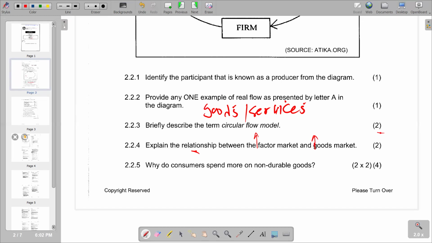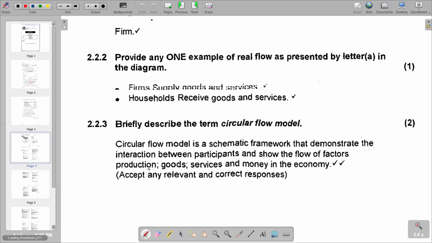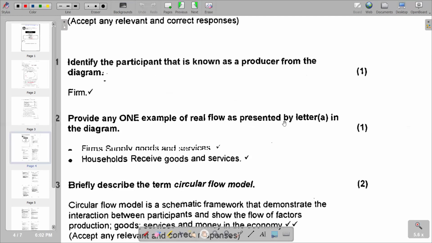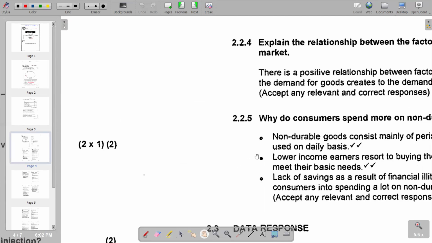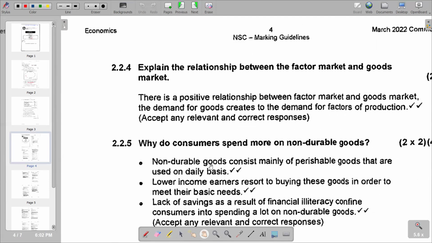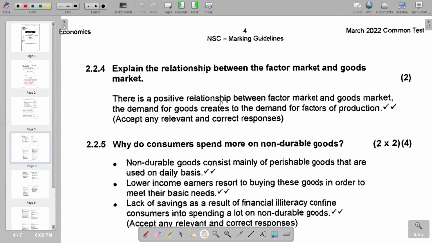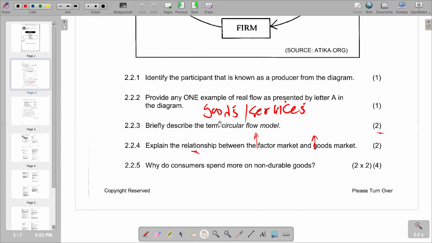So we go to the other section again, to try to see the description that we are given in our answer section. So this is the explanation in terms of that relationship. There is a positive relationship between factor market and goods market. The demand for goods creates the demand for factors of production. Basically, that's the basic explanation that we can give there.